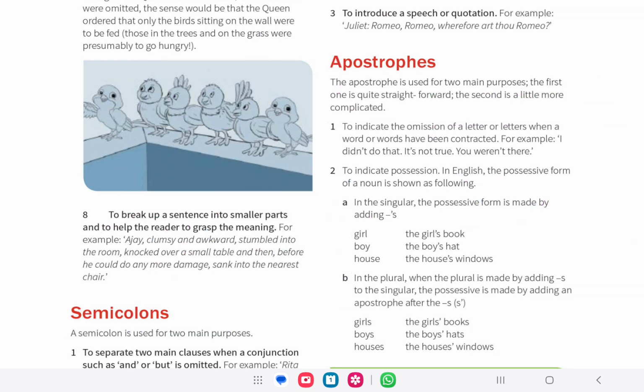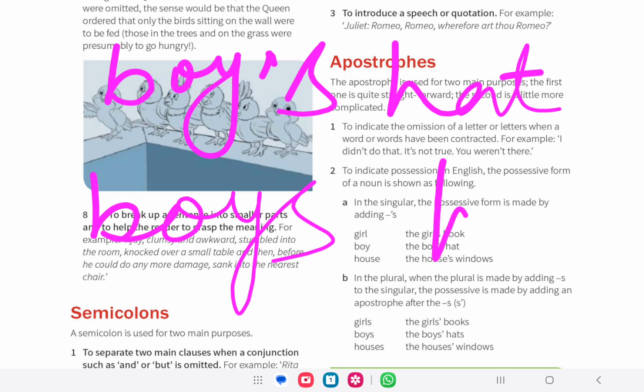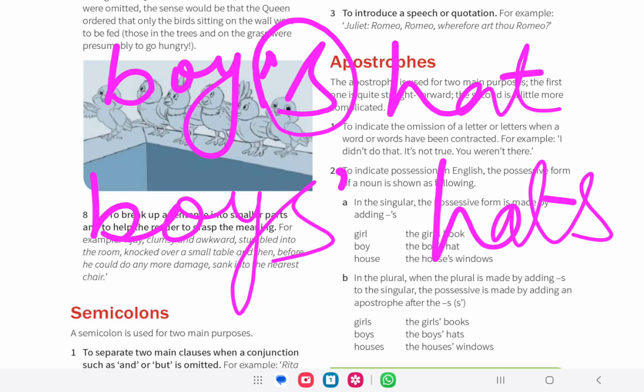Let's have another example. Boy, the boy's hat. If that is singular, the boy's hat, it is going to be like this. If that is for plural, boys' hats, we are going to write it like this. So that is the use of apostrophe s that we use for showing possession. For singular, we use apostrophe s, first apostrophe, after that s. For plural, we use s, and then after that we add this sign, apostrophe.